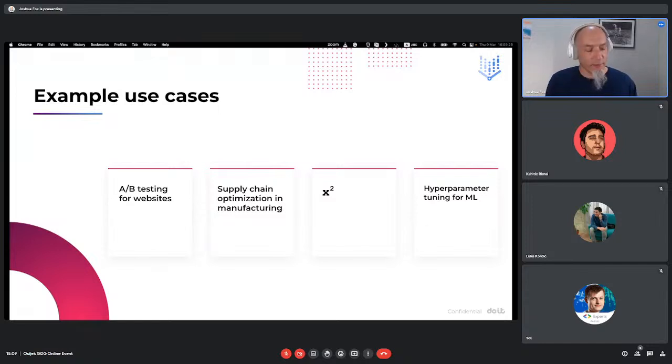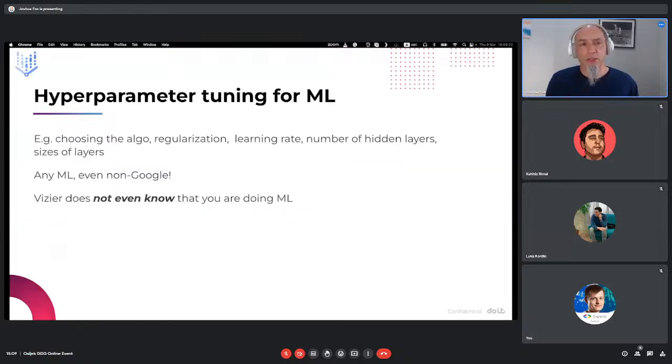And hyperparameter tuning for machine learning, which really is the classic use case. So for example, choosing the algorithm is itself something that you need to decide with machine learning. If you're trying to maximize the many different possible algorithms, that is a parameter. Also, regularization and learning rate, which is how fast the training is going to find the correct answer. We all want to work quickly, but if you go too quickly, it will miss the target. In a neural network, the number of hidden layers, the size of layers, these are all examples.